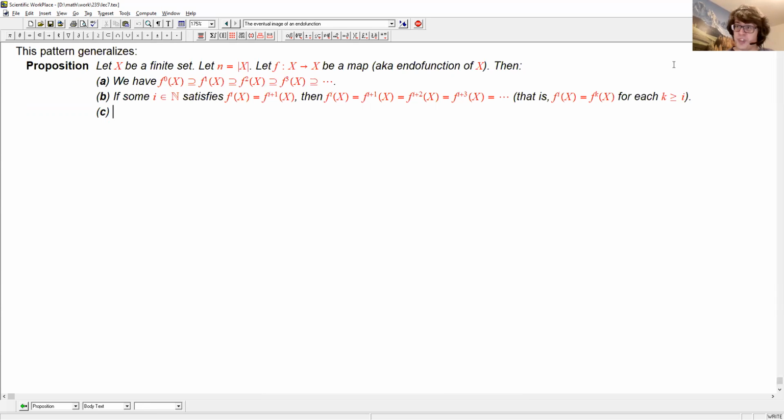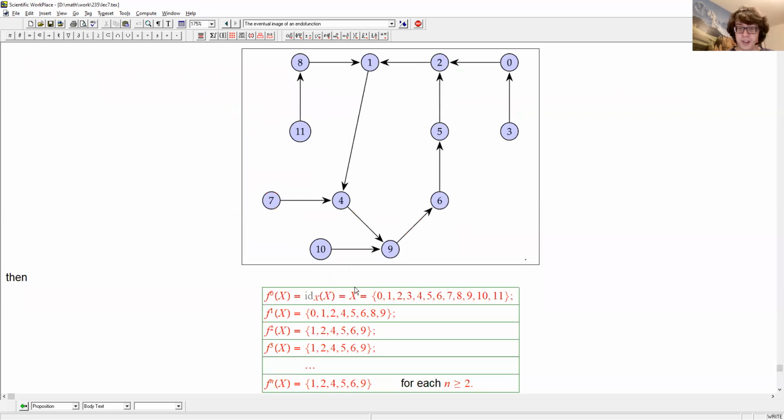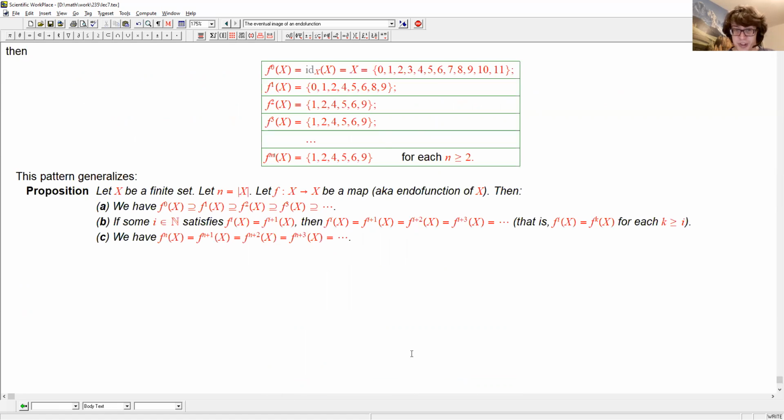Third, the third claim is that it does stop changing at some point, and not later than at the point n. So f^n(X) = f^(n+1)(X) = f^(n+2)(X), and so on. This doesn't mean that it has to change all the time before f^n. For example, here it stops changing at f^2, whereas n is much bigger here. By the way, this n is not this m. Let me call it m.